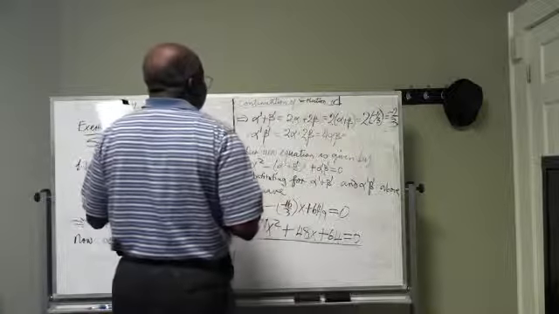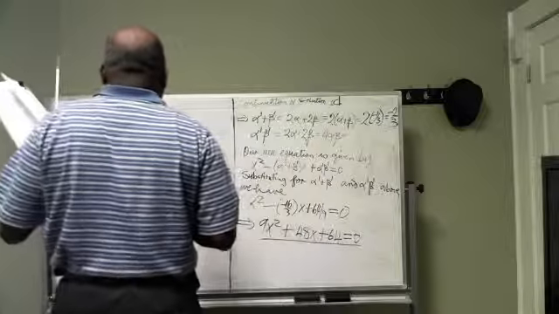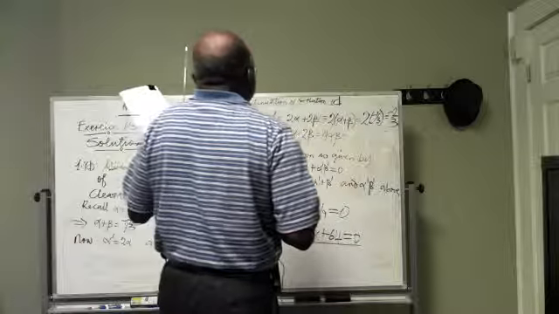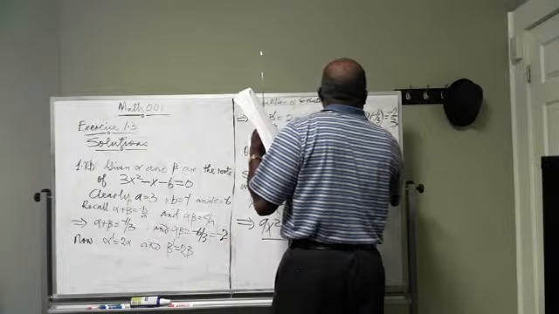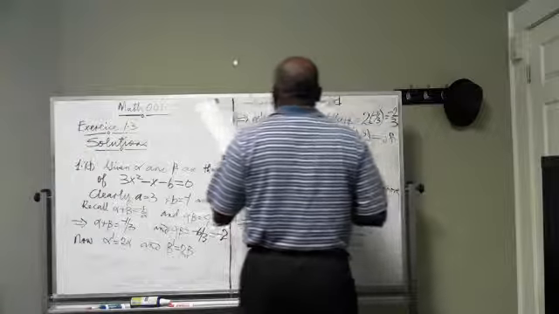Now alpha prime beta prime equals 2 alpha times 2 beta, which is equal to 4 alpha beta. In this case now, alpha prime beta prime will be equal to 4 into minus 2, which is equal to minus 8.